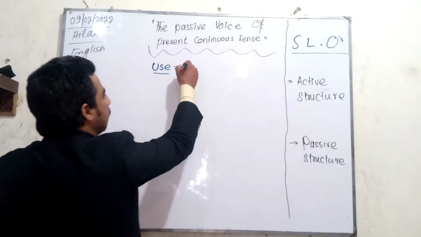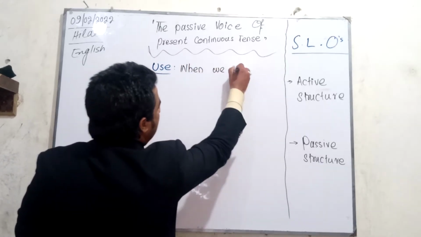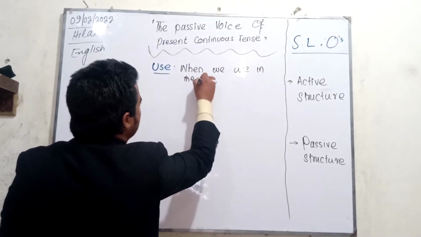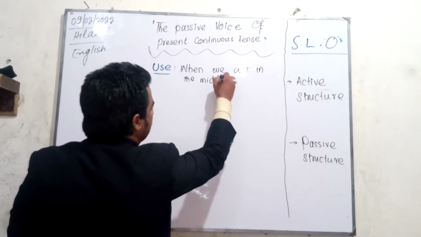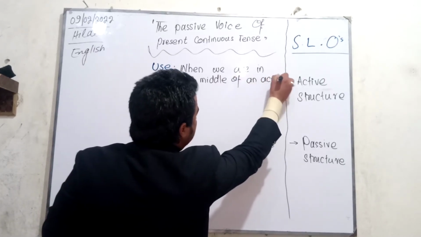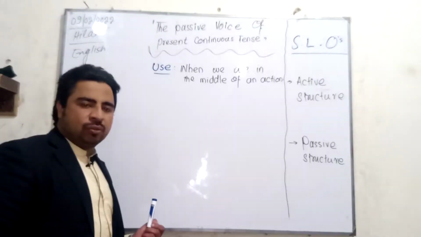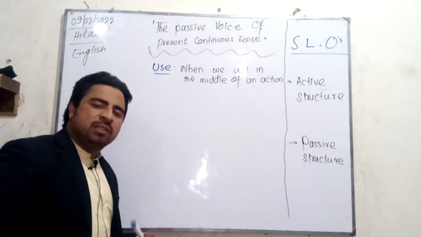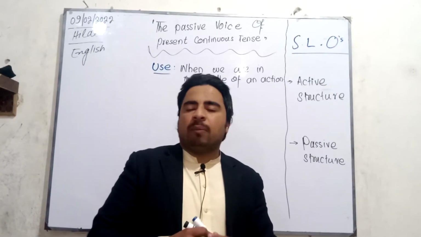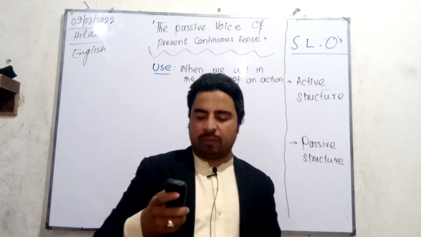When we are in the middle of an action. जब हम किसी काम के दरमियान में हो तो वहां पर हम क्या यूज करते हैं? प्रेजेंट कंटिन्यूअस टेंस यूज करते हैं. जब हम किसी काम के दरमियान, मौजूदा वक्त में हों, फॉर एग्जांपल यहाँ से मुझे फ़ोन आ रहा है, उसको मैं बिज़ी करता हूँ.